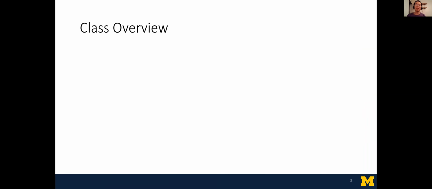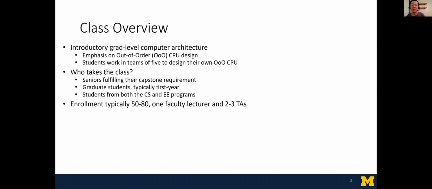So moving on to the actual class itself, this is a graduate level architecture class that focuses on out of order and other modern CPU design techniques. And students get to form groups to design their out of order CPU by the end of the semester. And usually seniors and some juniors take this as a capstone course. Grad students who are into computer architecture or systems also take this class. We see a good representation from all majors in EECS. And typically we have about 50 to 80 students with one faculty lecturer and 2 to 3 TAs.